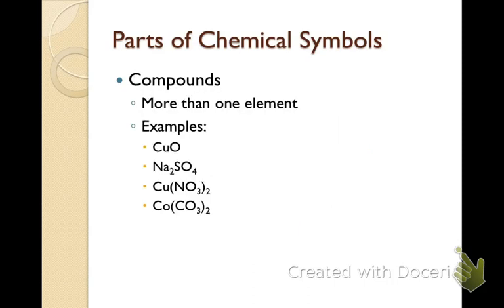So, parts of chemical symbols in terms of compounds: they're composed of more than one element, so you should have more than one capital letter in here. Some examples are CuO, which is copper oxide. We have Na2SO4, that's sodium sulfate.